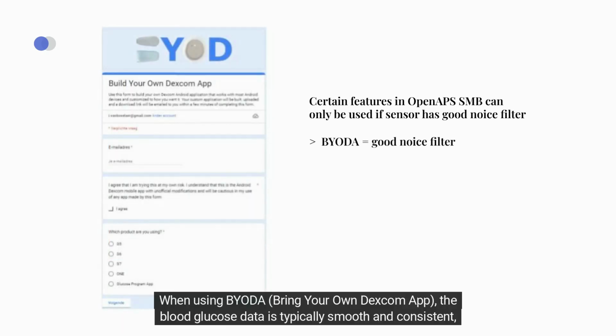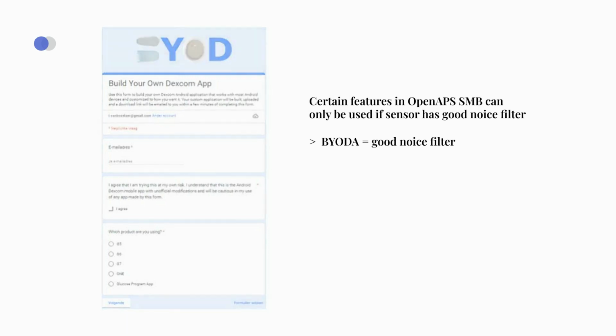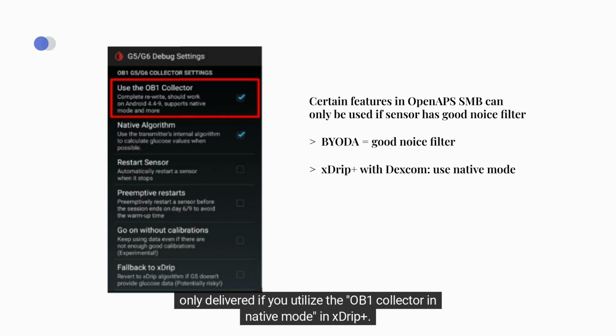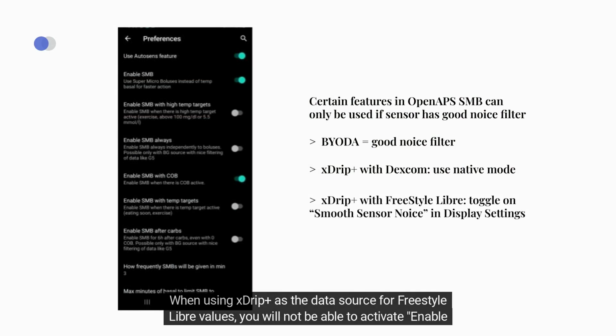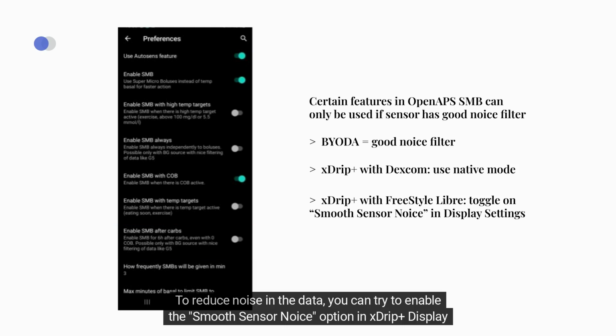When using BYODA, bring your own Dexcom app. The blood glucose data is typically smooth and consistent, and you can take advantage of Dexcom back smoothing. There are no restrictions on using super micro boluses in this case. When using xDrip with Dexcom G5 or G6 as your CGM, it is important to note that smooth enough data is only delivered if you utilize the OB1 collector in native mode in xDrip. When using xDrip as the data source for Freestyle Libre values, you will not be able to activate Enable SMB Always and Enable SMB After Carbs due to the sensor values not being smooth enough. To reduce noise in the data, you can try to enable the Smooth Sensor Noise option in xDrip display settings.